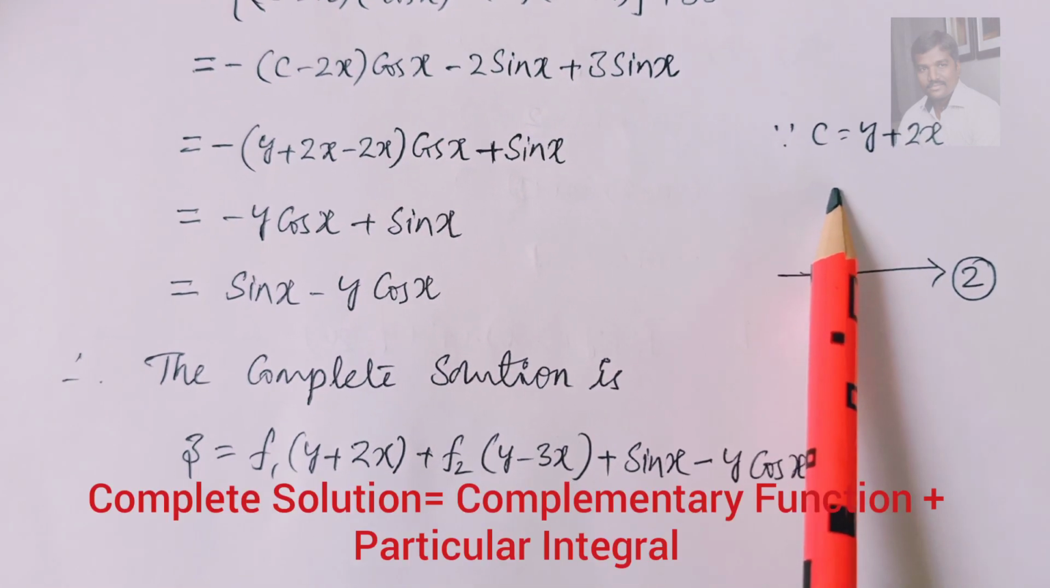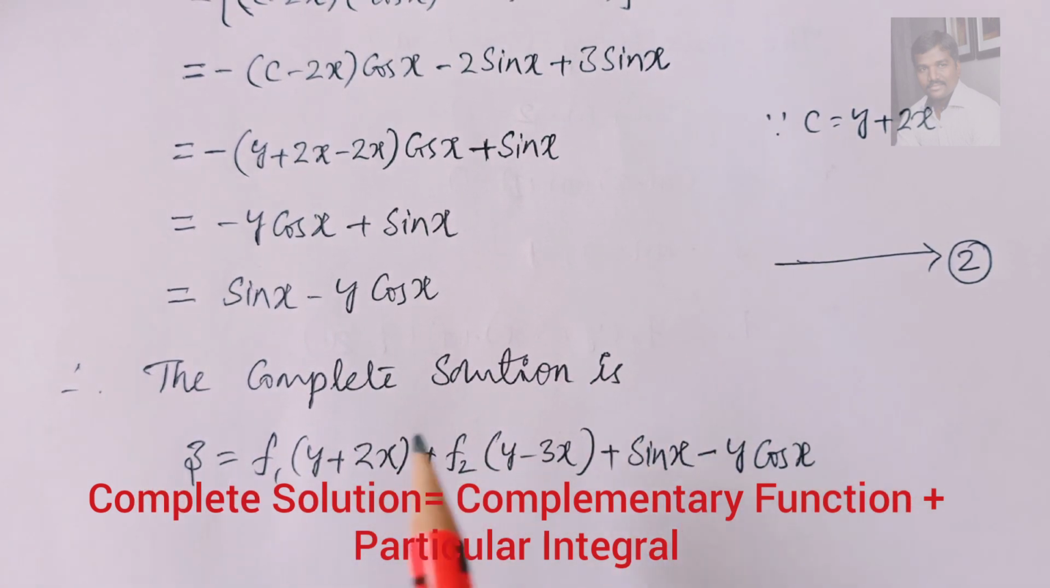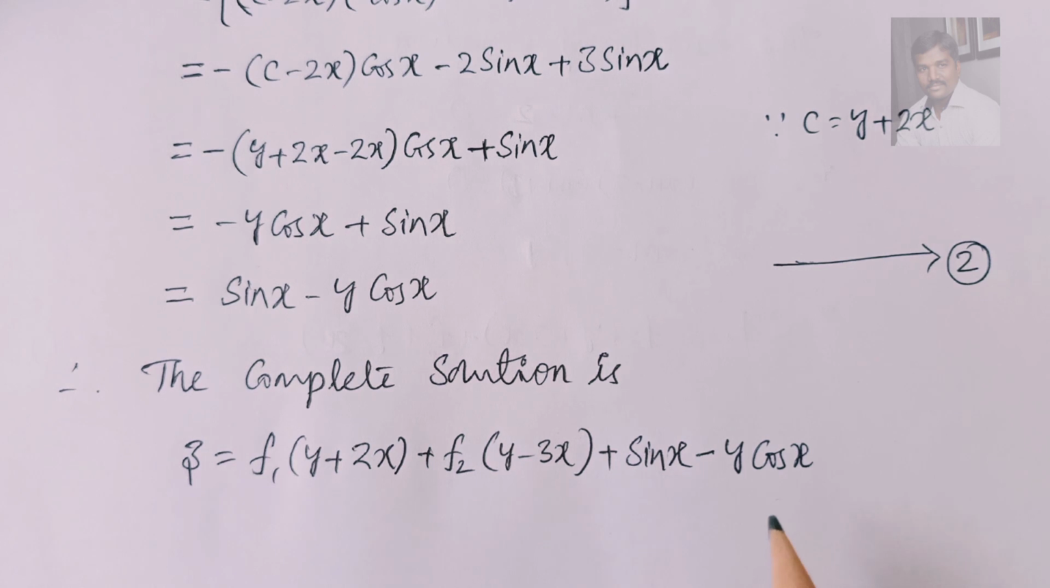Therefore the complete solution is z = f1(y + 2x) + f2(y − 3x) + sin x − y cos x, which is the required solution. This method is also known as the general method. Whenever in the RHS we have different functions, in that case we have to follow this procedure. I hope you understand.